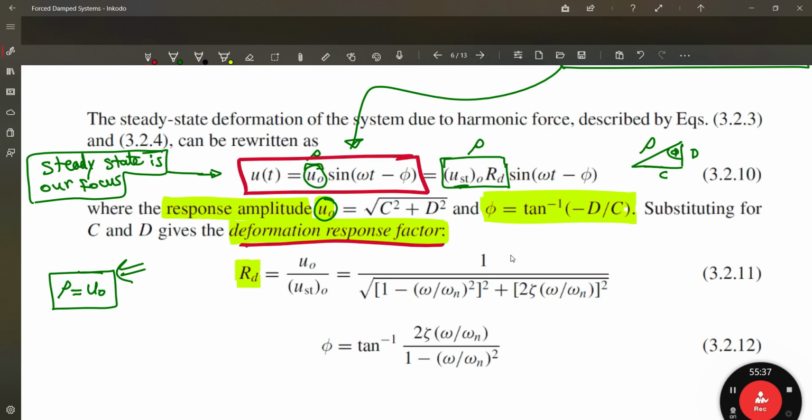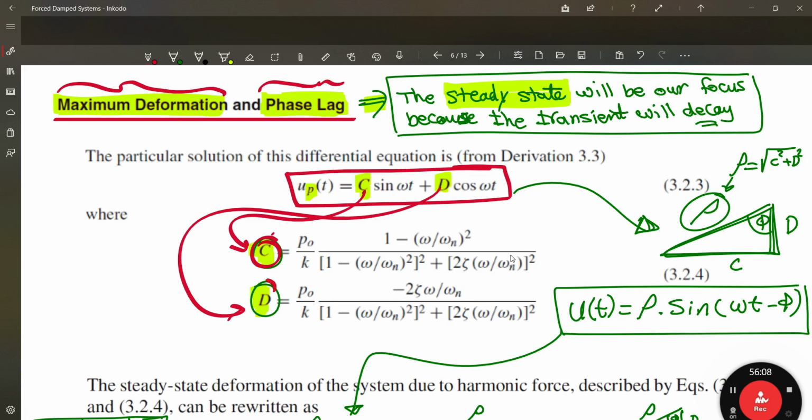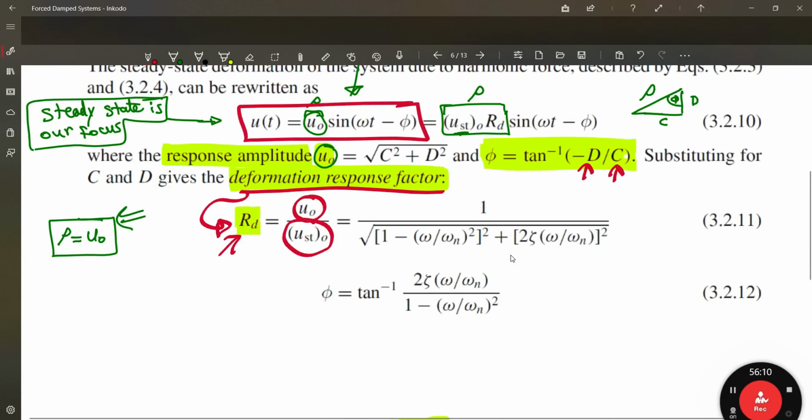Again, this response modification factor, I explained it last time in the video, so please revisit the last video. It equals u node, the maximum dynamic amplitude, over the maximum static amplitude. You remember? This is what we call RD. And phi, from here we already know c and d. If we go back, we can substitute and obtain phi easily. Phi is the phase angle.